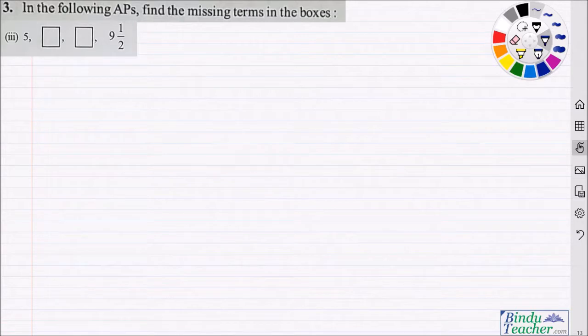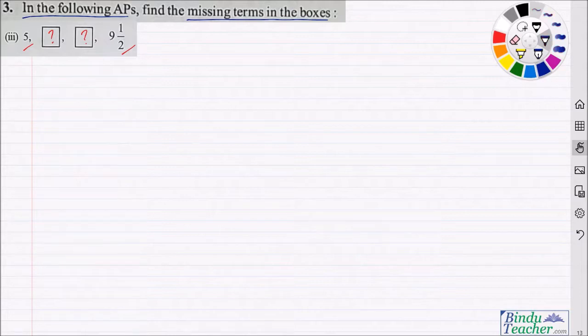Let's solve this question together. In the following arithmetic progression, find the missing terms in the boxes. So here we have the arithmetic progression in which the list of numbers are 5, unknown, unknown, and 9 1 by 2.